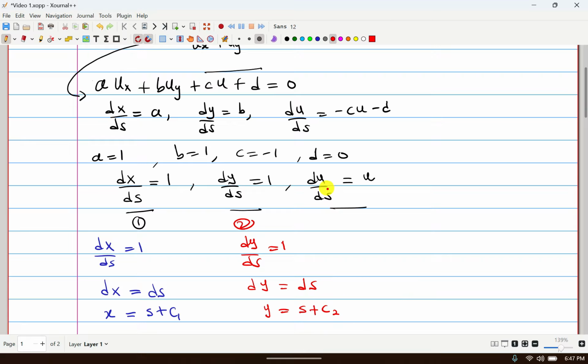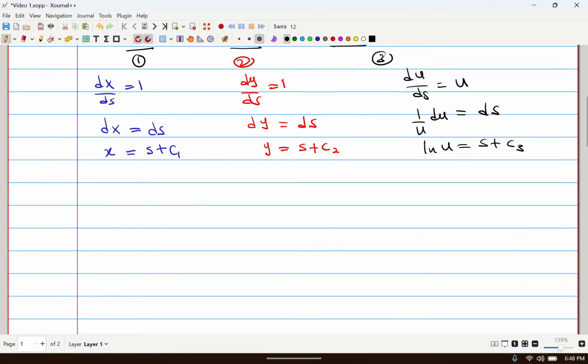Then I solve for du/ds, and here I'll solve with a black pen. So the third one is du/ds is equal to u. Again, method of separation of variables, I have 1 over u du is equal to ds, because what I did was just make sure all the s are on one side and all the u's are on one side. Okay, so I believe you can do this rearrangement. Now I integrate both sides. When you integrate 1 over u with respect to u, you get natural log of u equal to the integral of ds, which gives s plus c3.